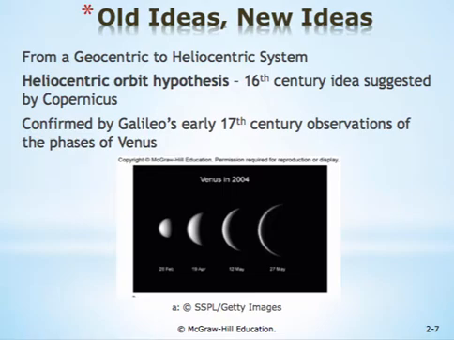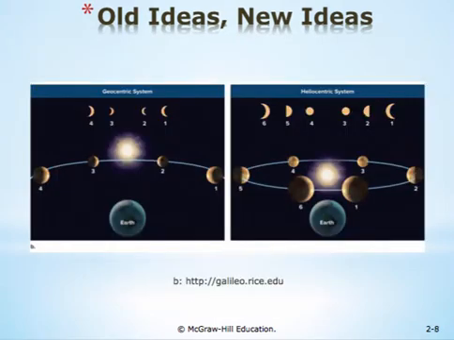Heliocentric orbit was an idea in the 16th century, and it was confirmed by Galileo in the early 17th century with the phases of Venus. If you look at the changes in the size and shape of Venus as observed from Earth, you can see it in this diagram. This is what led Galileo to say that he had proof. Galileo used the early telescopes to observe the changes in the size and shape of Venus as it revolved around the sun.